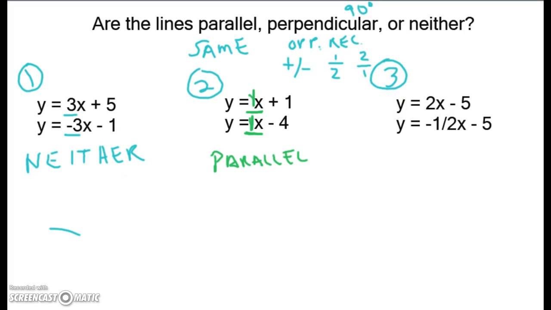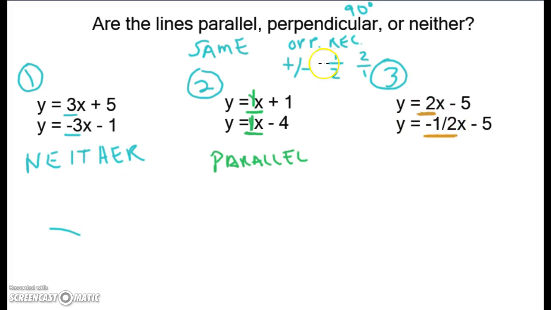Okay, last one. The first thing we look at is what the slopes are. Let me switch colors again so we have a different color. All right, the slope here is 2. The slope here is -1/2. All right, are those two numbers the same? No. Well, then they're not parallel. These two lines are not parallel.